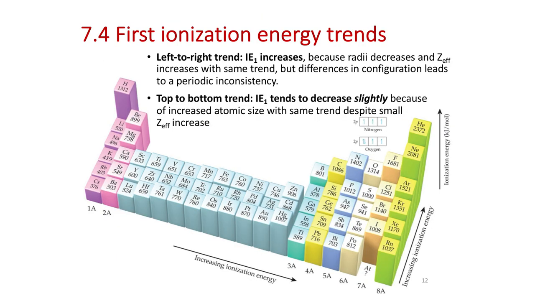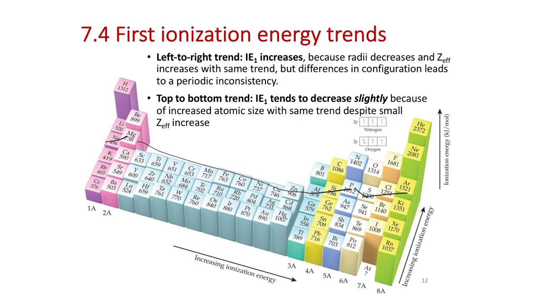Now, let's look at the left to right trend. If you were looking carefully at the previous table, you might have noticed this trend, that as you go from left to right, we have the increase in ionization energy, and then we kind of decrease and then go back to an increase, then decrease, then increase. And if you notice, that's kind of the theme across the periodic table.